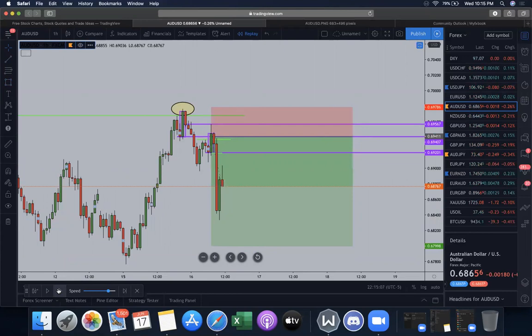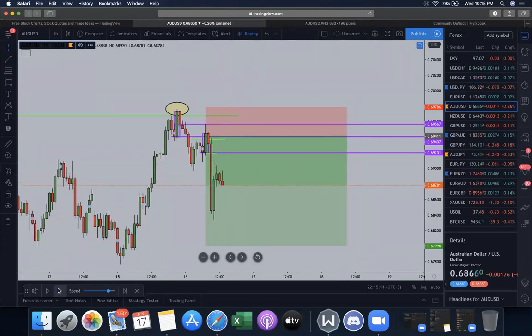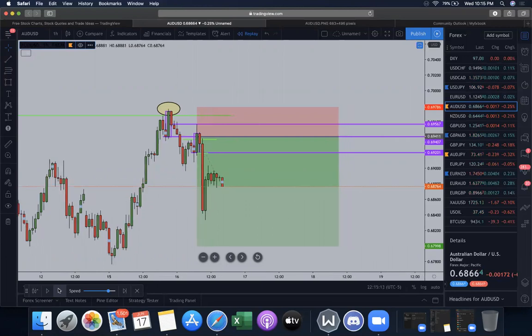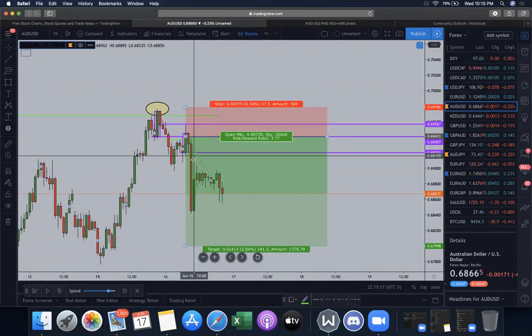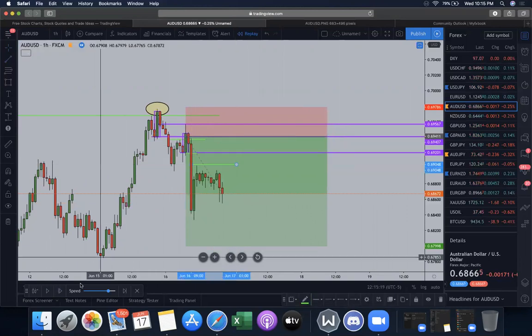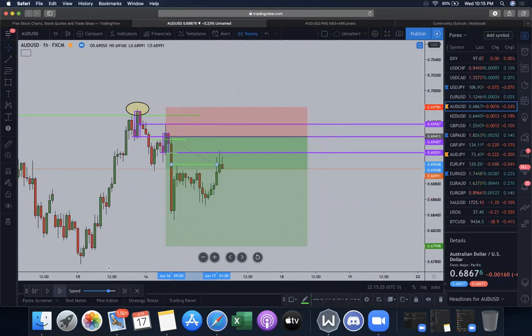Price dropping, retracing, retracing, retracing. Starting to create some equal highs. Okay, now starts hitting our second sell entry.